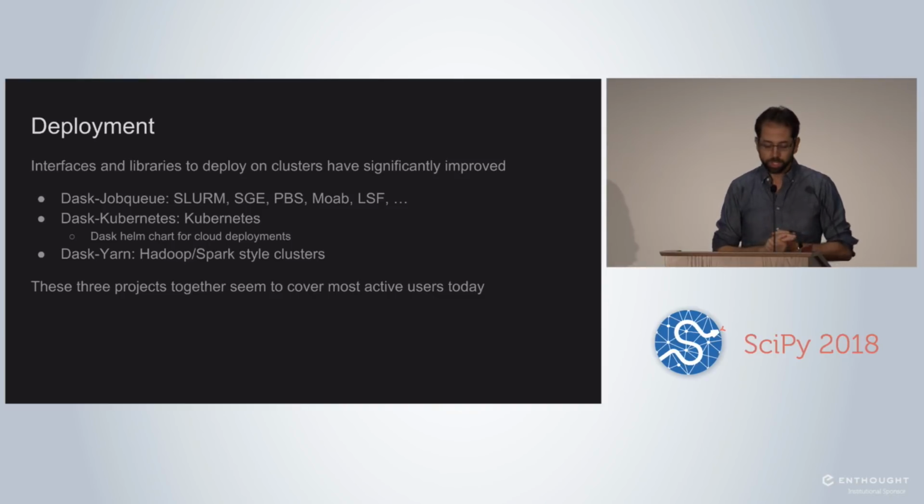A large change in the last year has been focused on deployment. The three major places in which Dask is being deployed today are on traditional supercomputers, on Kubernetes on the cloud, and then very recently on Hadoop clusters with Dask Yarn. We've solidified around a standard interface, a standard user experience. It seems to be working fairly well. This is a major change of the last year.